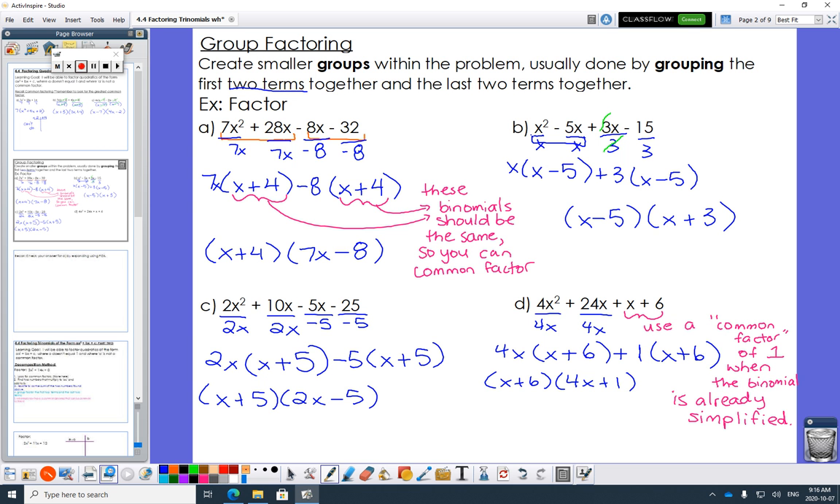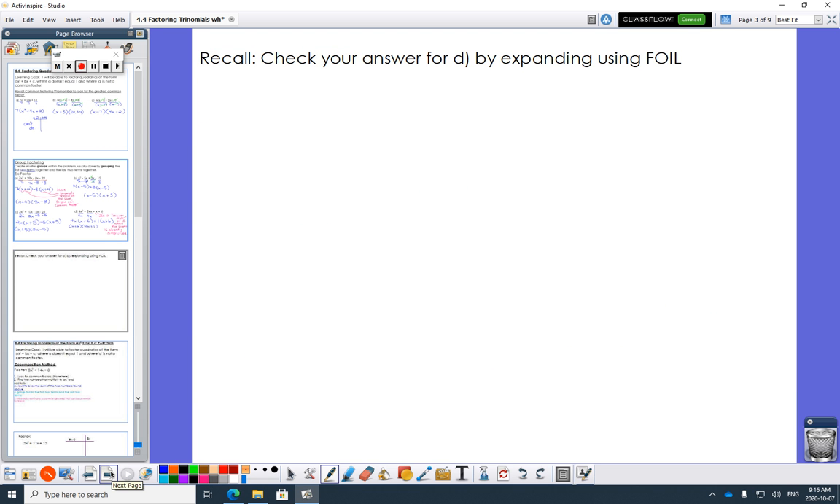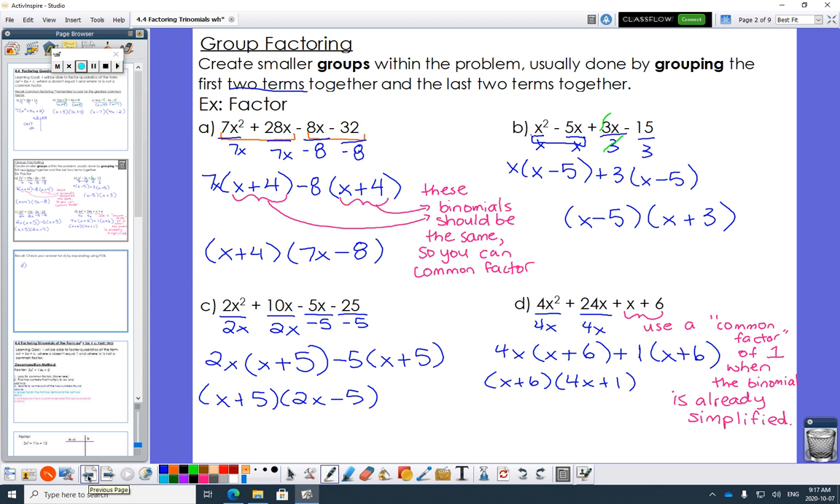Okay, so the next spot you're going to check using FOIL. And again, today you want to make sure that if it says to check, you get marks for it. So it says check your answer for D, so I'm only going to do D. Our factoring answer was x plus 6, 4x plus 1.